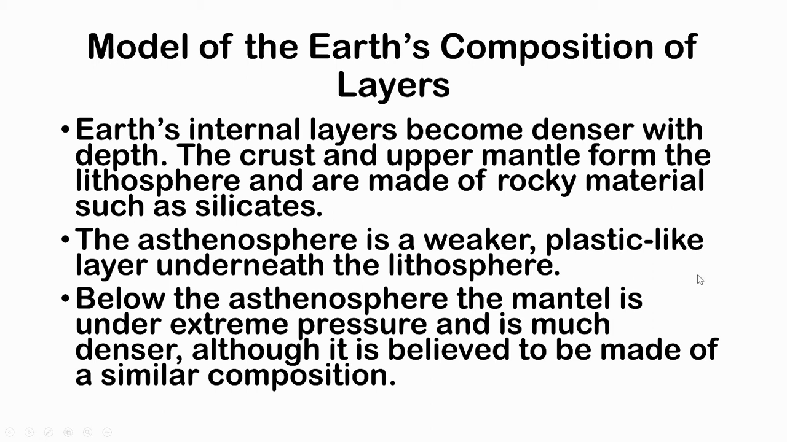The asthenosphere is a weaker, plastic-like layer beneath the lithosphere. Remember when I said as we start drilling really deep into the crust, it just turned to putty? Yeah, it's that plastic-like layer. And when you go below that layer, you have the mantle, and it's under a lot of pressure. It's extreme pressure. So much pressure, rock is able to be melted, and it's a very thick, viscous material. It's believed to be a similar composition, the silicates of the crust, but because it's under so much pressure and so much friction, it's able to get real hot and melt.